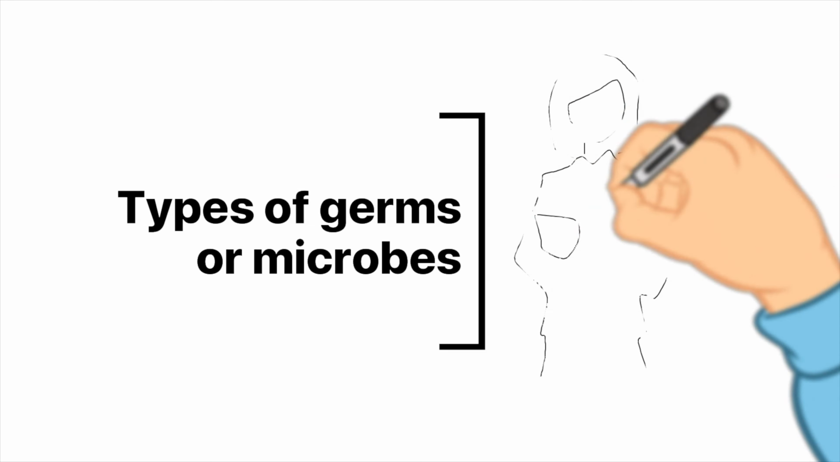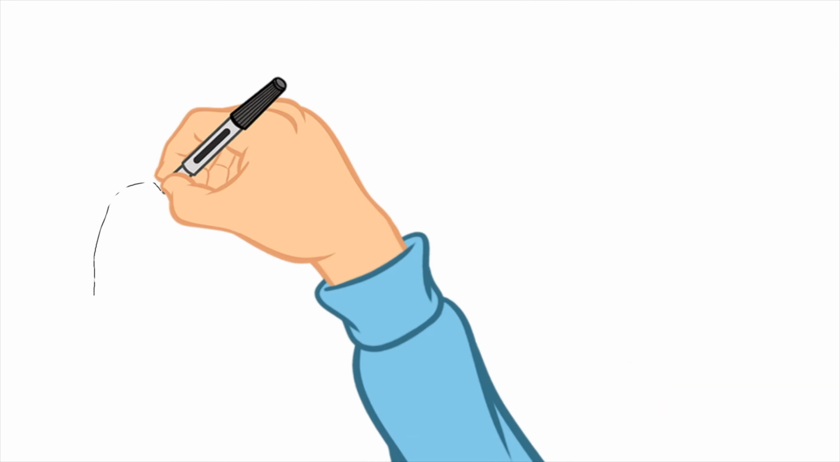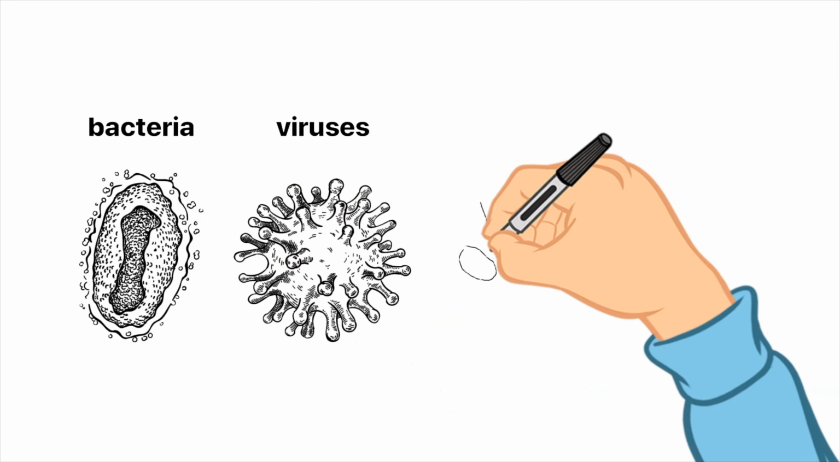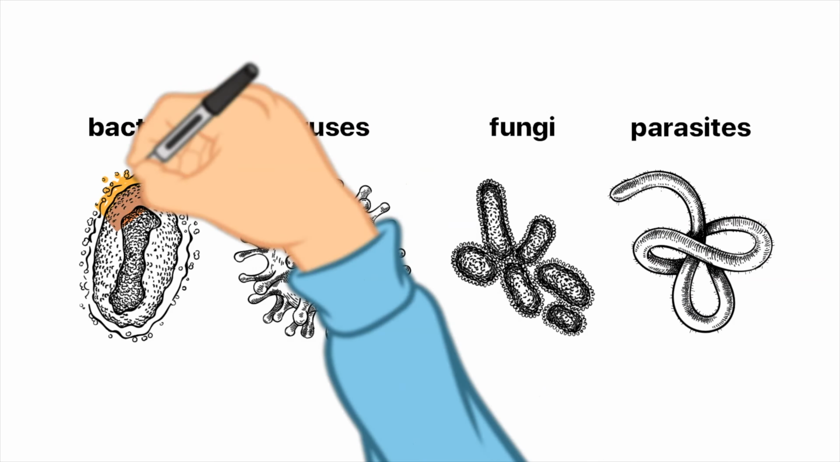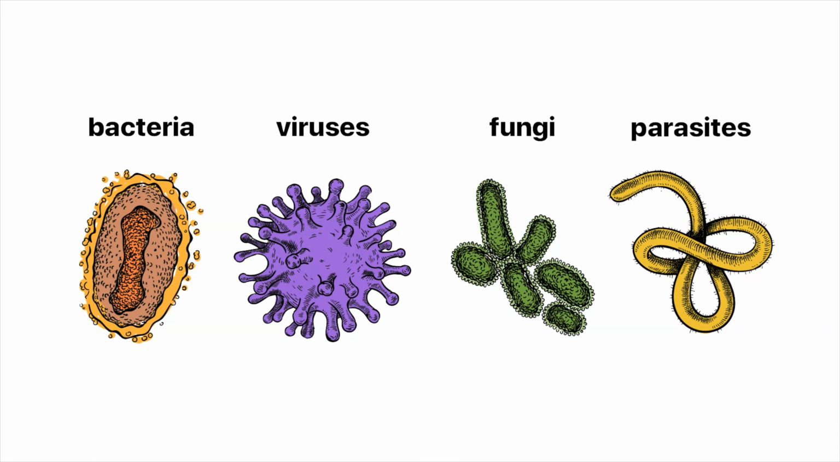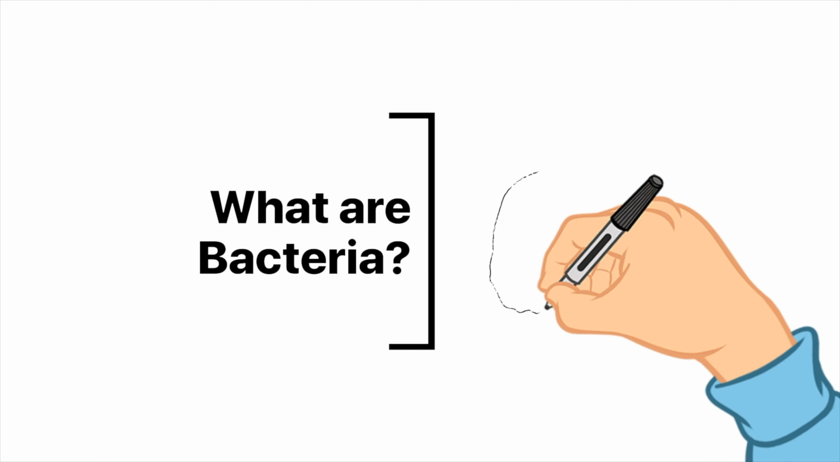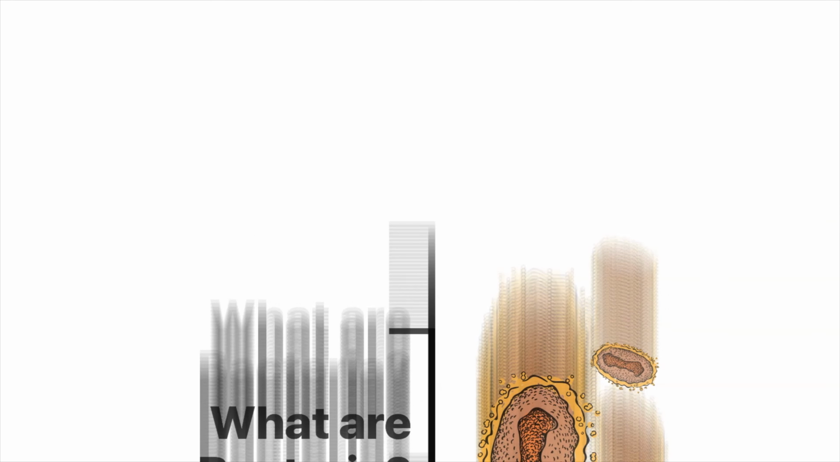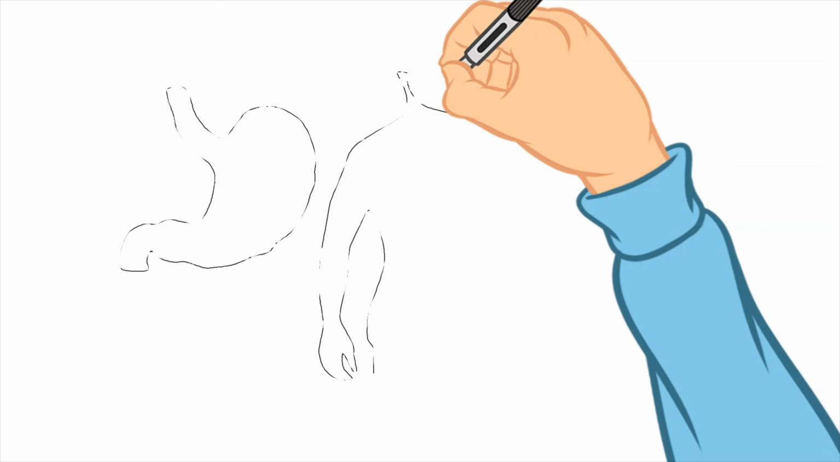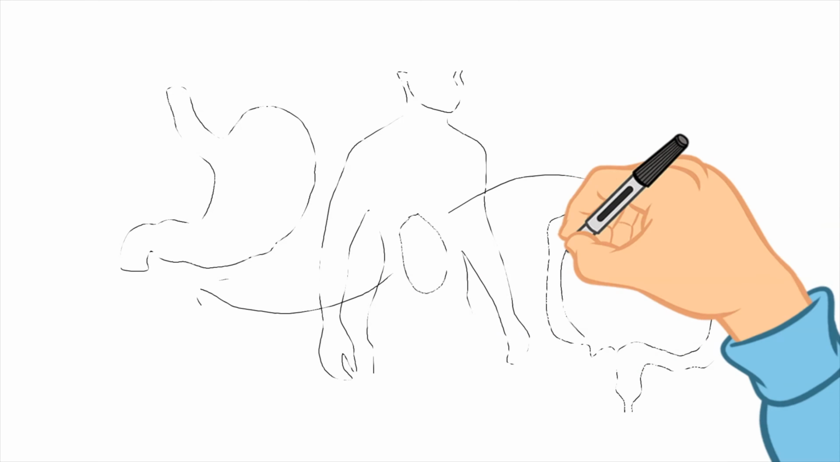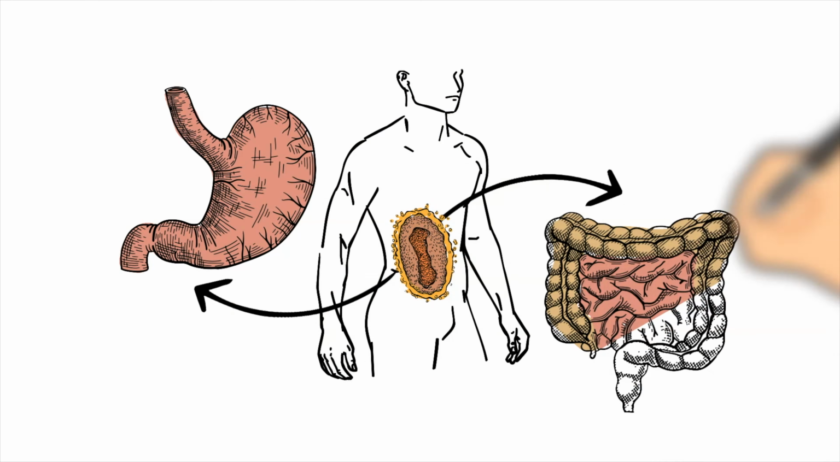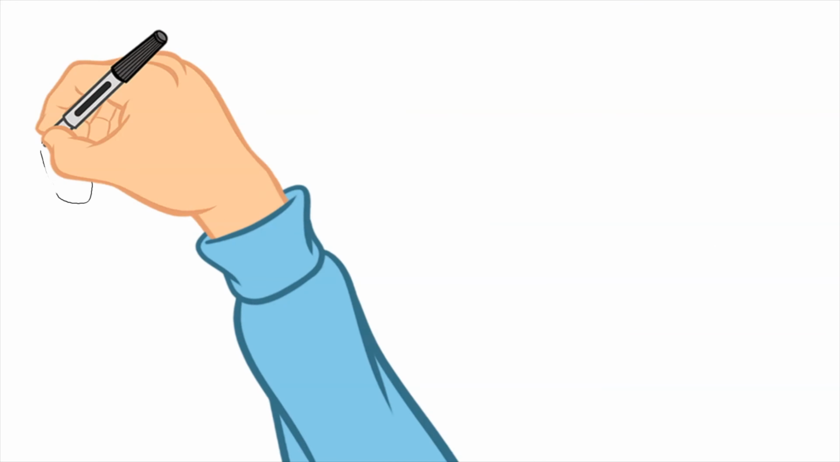Types of germs or microbes. There are many different types of germs or microbes. The most common types of germs are bacteria, viruses, fungi, and parasites. What are bacteria? Most bacteria are part of our body, especially in the small intestine, and they help in the main functions of the body, for example, food digestion, producing certain vitamins, and improving the defense system.